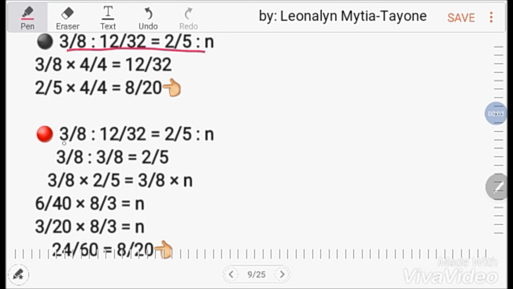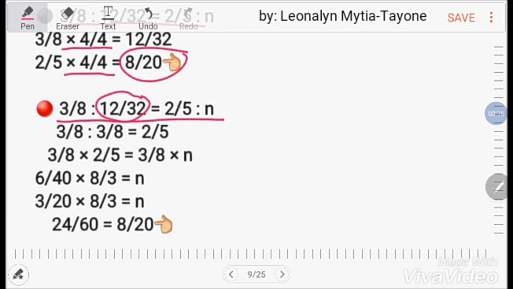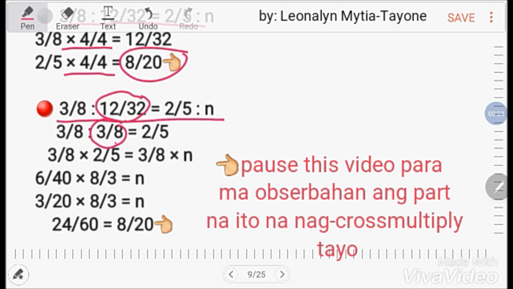Ito yung given. At ang ginawa ko ay nag-multiply lang tayo ng 4 over 4 sa numerator at saka denominator. At ito na yung final na answer. Sa kabila naman, nag-cross tayo. Pero bago yan, ginawa natin ng pinaka-list muna. So, yung pinaka-list na yan, obserbahan mo, from 3/8, 3/8 lang din pala. Yung 3/8 na yan, minumultiply ng 4 para maging ganito. So, yung 3/8 is to 3/8 lang pala. So, 2/5 is to 2/5 lang din pala.